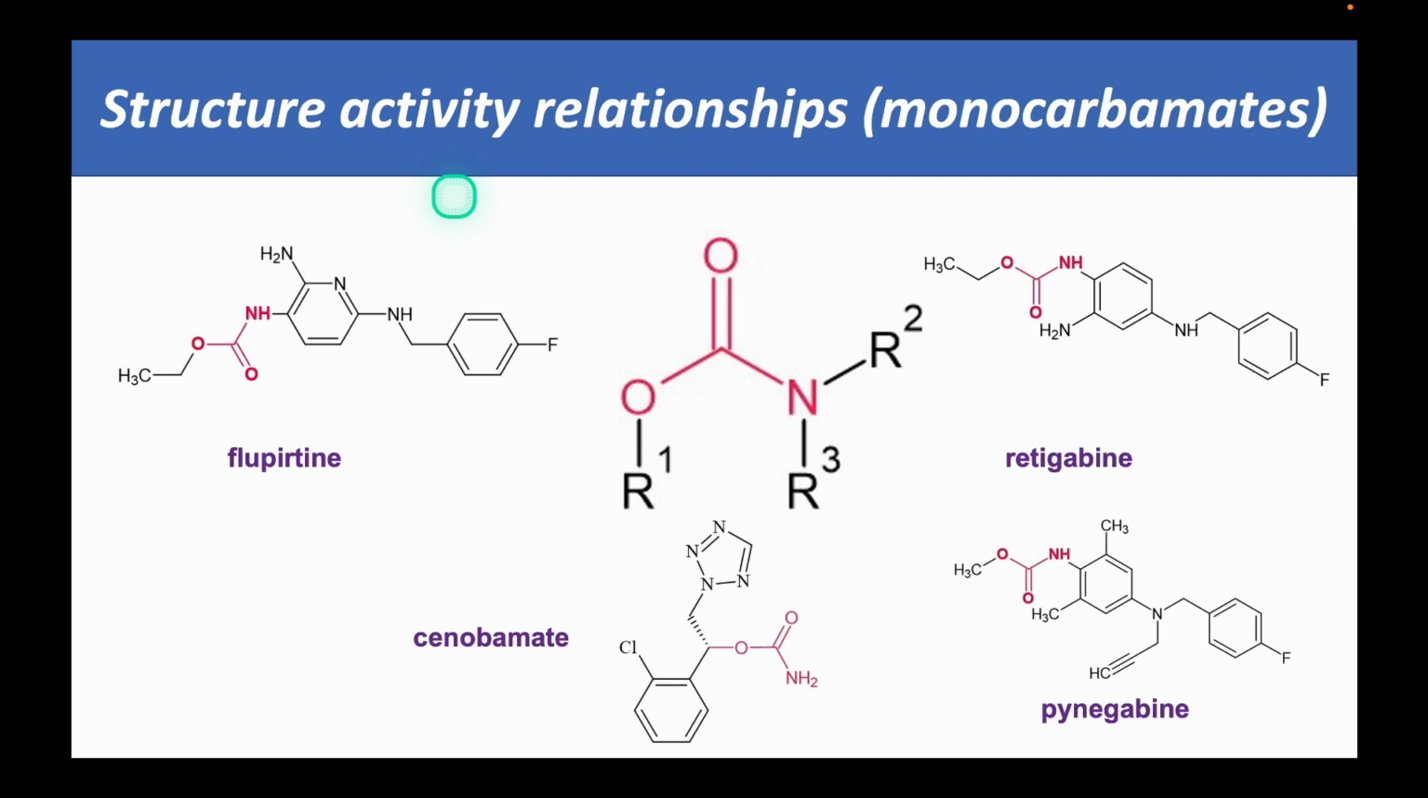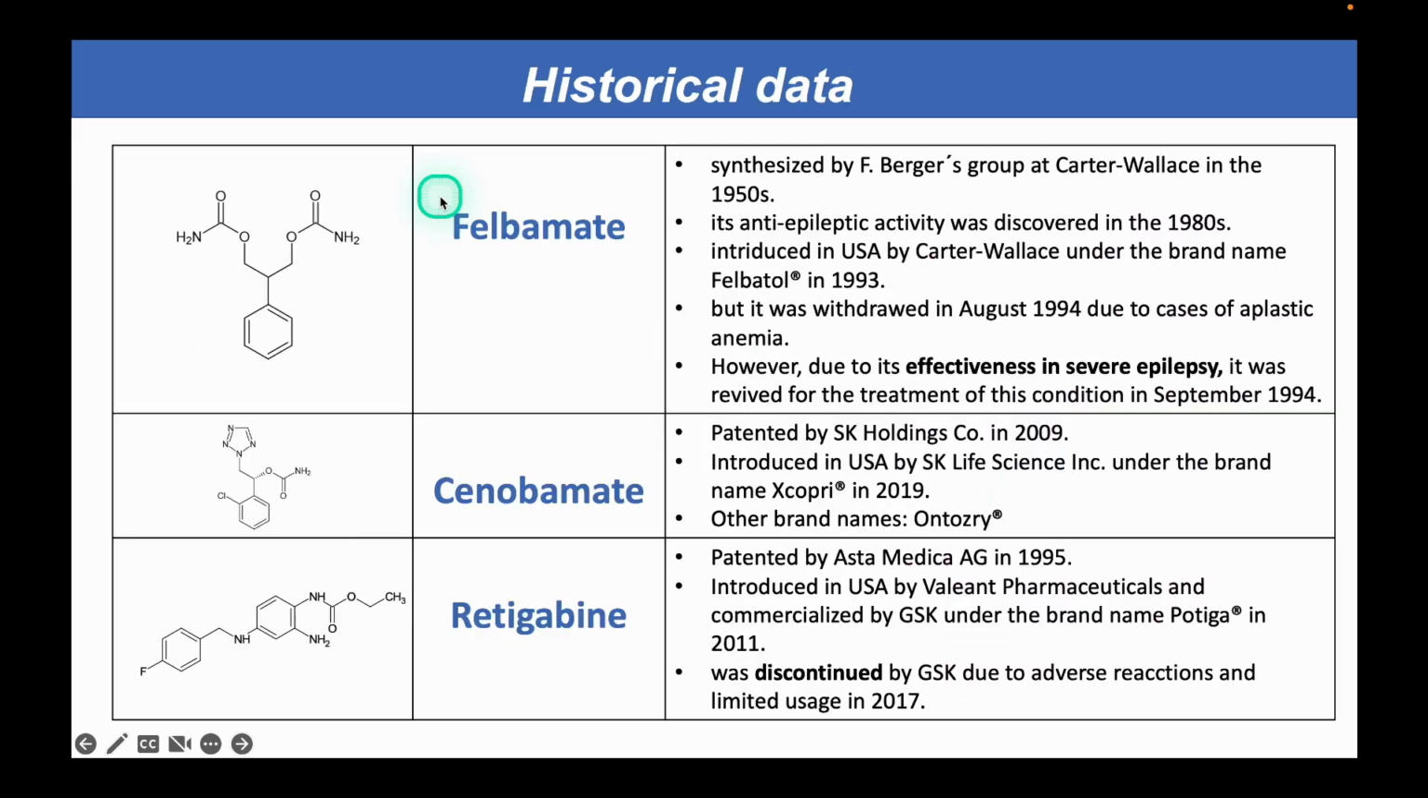For the monocarbamates used as antiepileptics, we do not find information on structure-activity relationships. We can note that the carbamate functional group defines this class, and that there can be variety in the substituents attached to the oxygen or nitrogen atom, as in the cases of Cenobamate, Retigabine, and the Retigabine analog under investigation, Pinegabine.